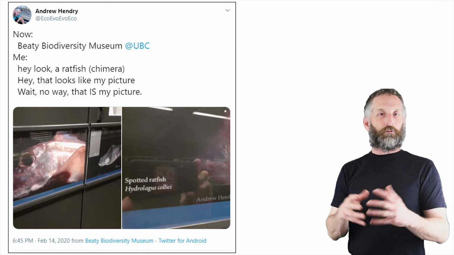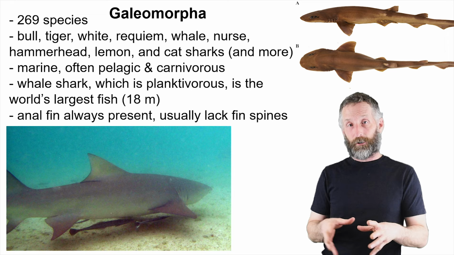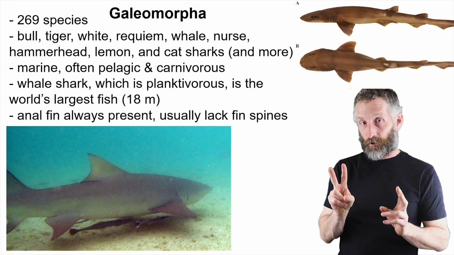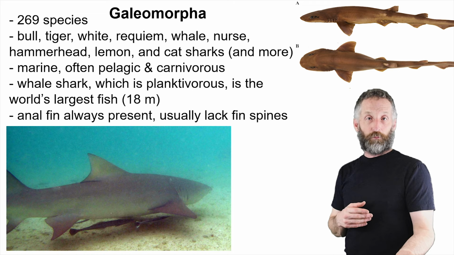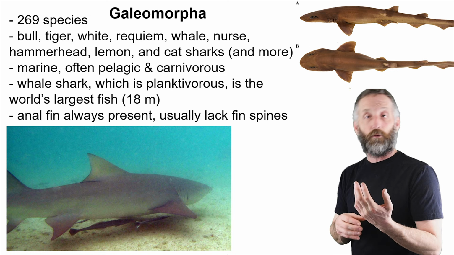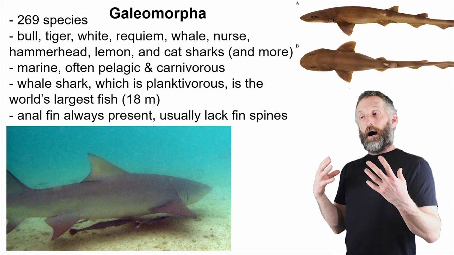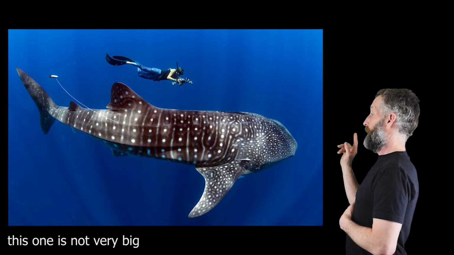The next major group within the Chondrichthyes, cartilaginous fishes, that I want to talk about is Galeomorpha. And this is one of the two major shark groups. There's 269 species of these, and these include many of the classic shark species that you might have thought about. The lower left is a lemon shark picture that I took in Australia. They tend to be pelagic and carnivorous, but they also include the largest fish on planet Earth, filter-feeding planktivorous fishes like the whale shark, which is the world's largest fish, 18 meters long.